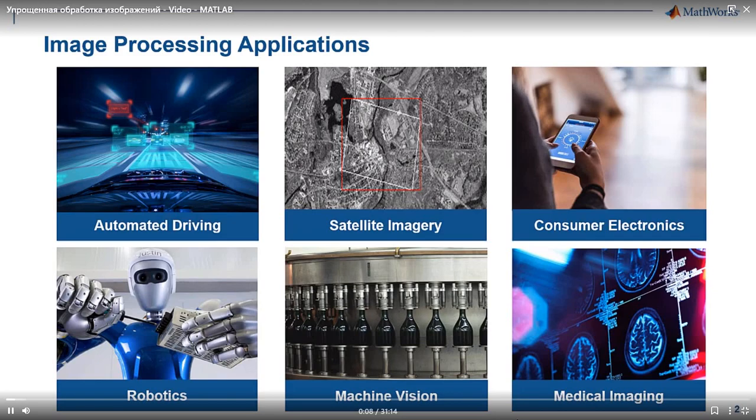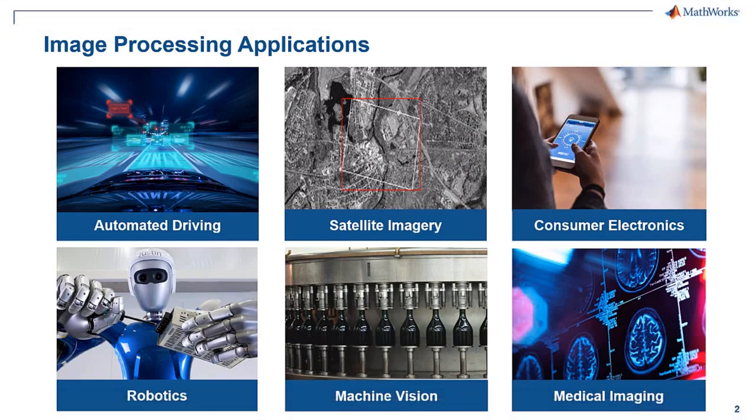Image processing is a very popular field that we see a lot of our customers use extensively for designing vision-based systems across a variety of different application spaces like automated driving, robotics, machine vision, and medical imaging, just to name a few. Image processing is primarily used in these applications as a pre-processing step, but often it requires more than just image processing techniques to design the complete vision-based solution.